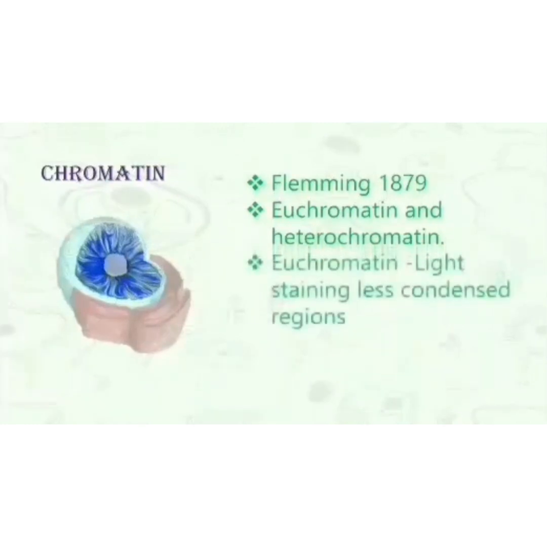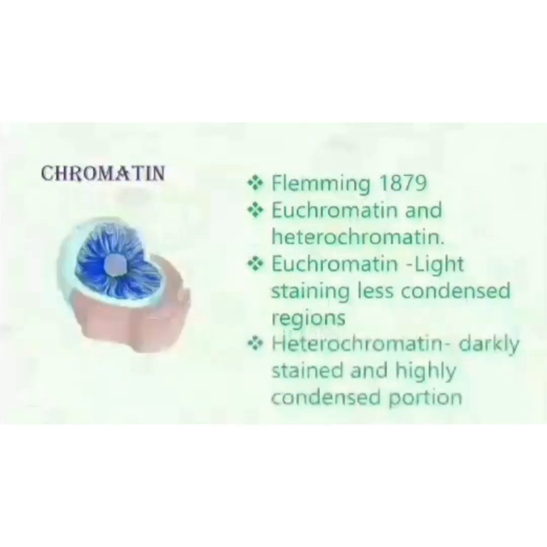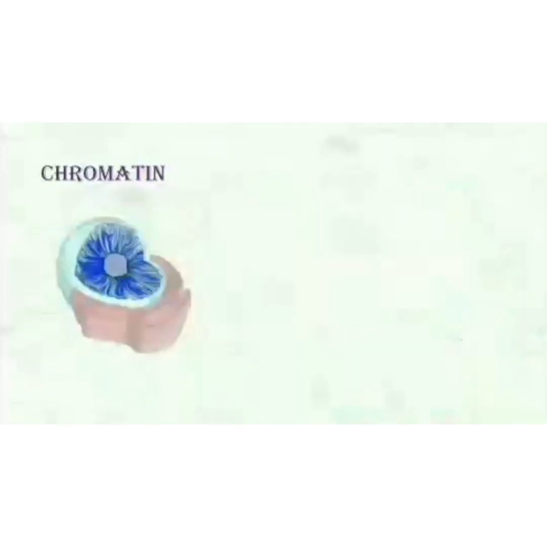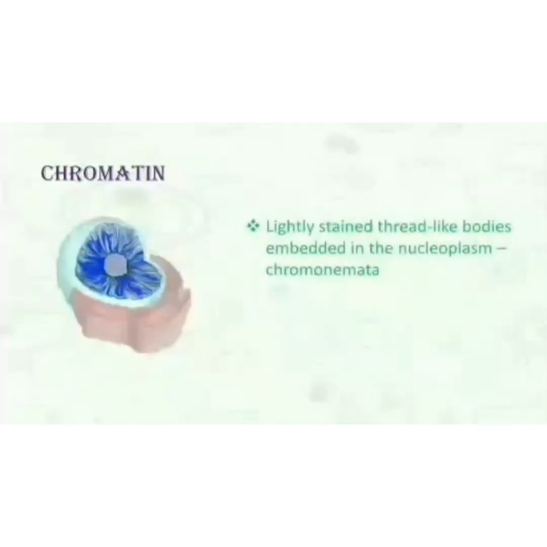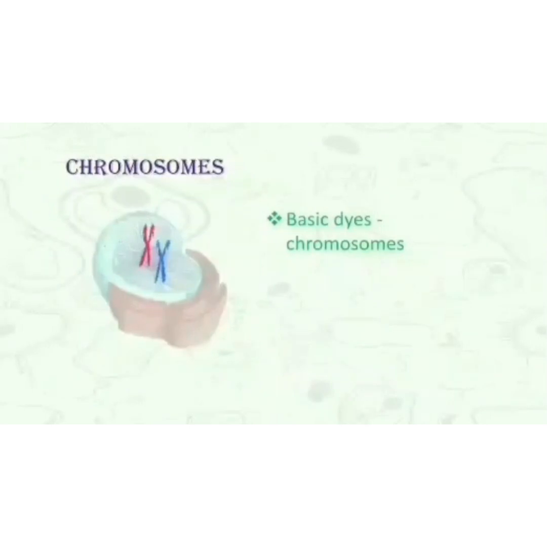Euchromatin. The light staining and less condensed regions of chromatin is termed as euchromatin. Heterochromatin. The darkly stained and highly condensed portion of chromatin is termed as heterochromatin. There are lightly stained thread-like bodies embedded in the nucleoplasm called the chromonemata, which form a network called the chromatin reticulum. Chromosomes. The chromatin network readily stains with basic dyes.